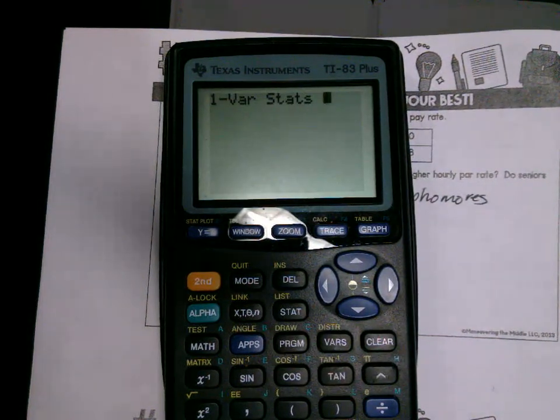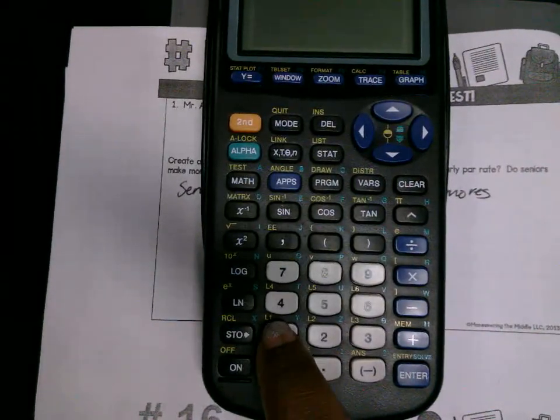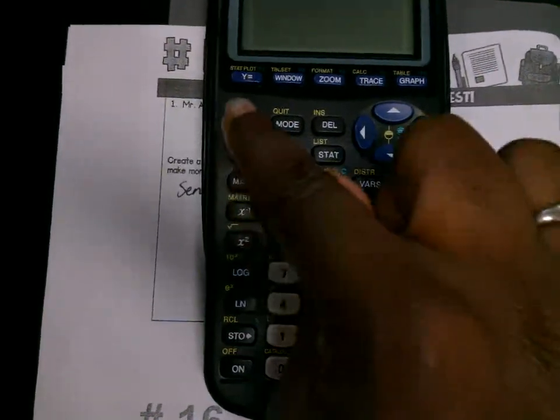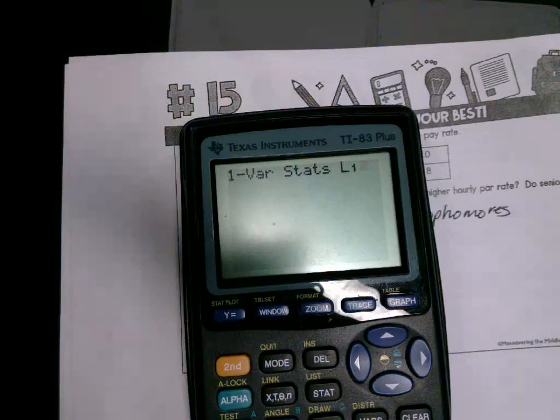The list that we're getting ready to get the statistics from is L1, okay? So we're going to press L1. Do you see how L1 at the bottom is in yellow? You see where 1 is? So you press the yellow button, second, 1. So it is telling the calculator to please get the statistics for list 1. Questions about what I said?